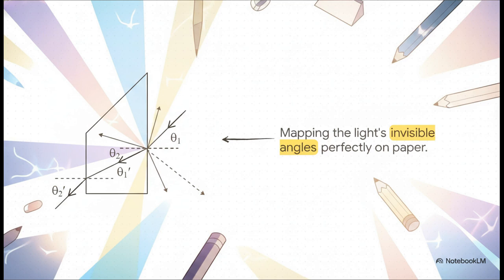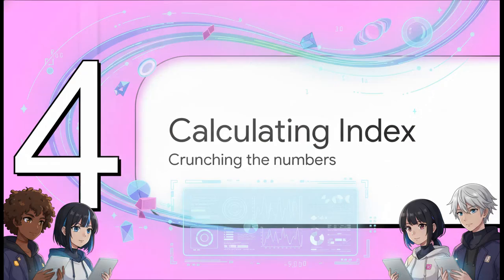But this time, it's going from that slow plastic back out into the fast air, so it actually speeds up and bends away from the normal line. By just connecting our pencil dots, we've perfectly captured these invisible angles right there on the paper. So the crucial point is we now have actual, real-world physical data.